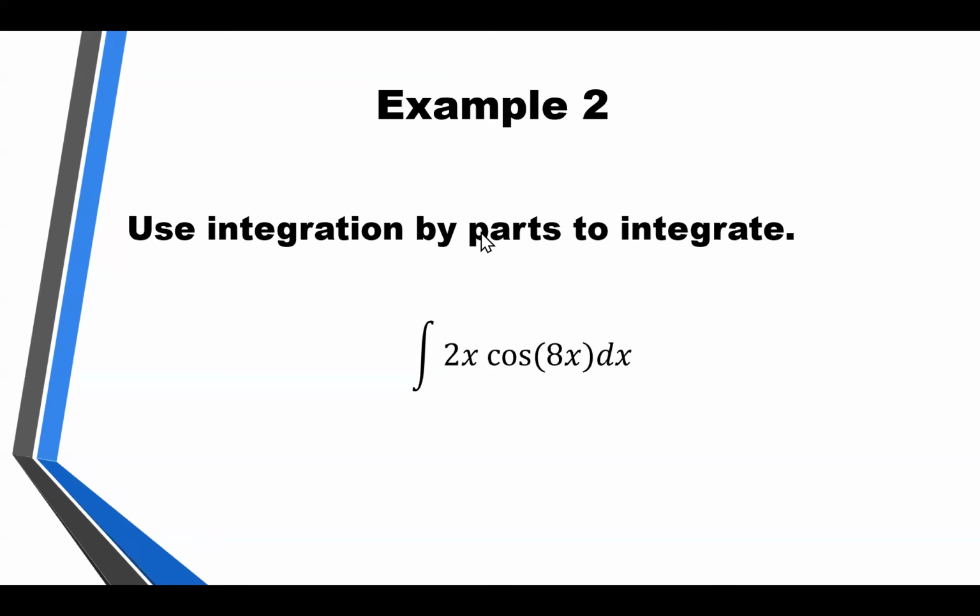Now let's take a look at example 2. Example 2 is going to be very similar. We have 2x times cosine of 8x. We want to integrate that with respect to x. Once again, I have a polynomial, but this time, instead of multiplying by an exponential function, I'm multiplying by a trig function. Well, the same technique is going to work. 2x cosine of 8x. I'm going to let the polynomial be the g part and the trig function be the f prime part. I'll show you how that's done.